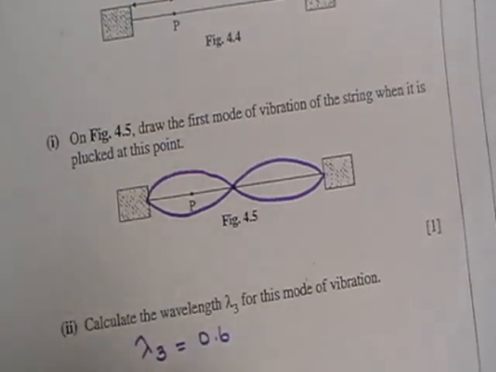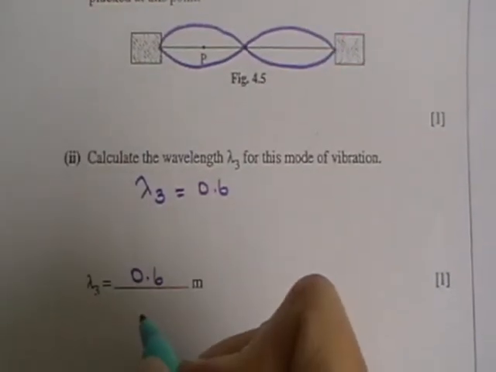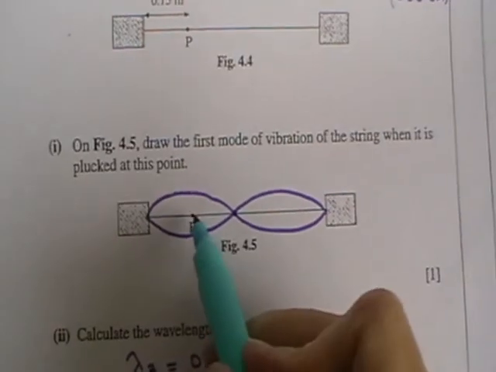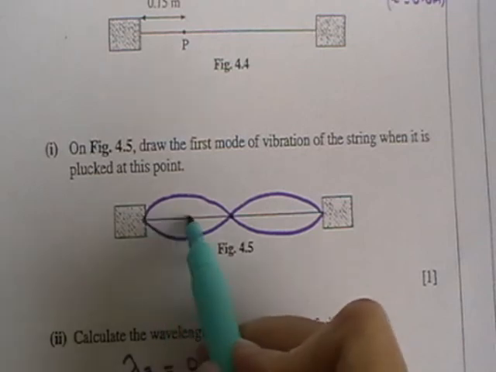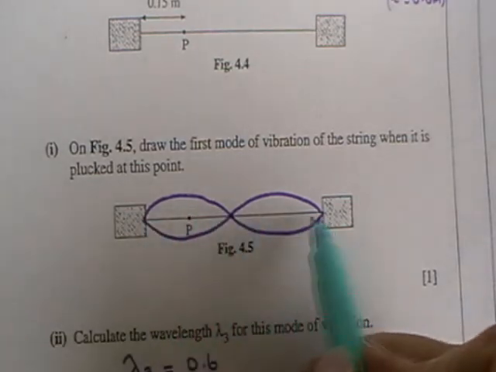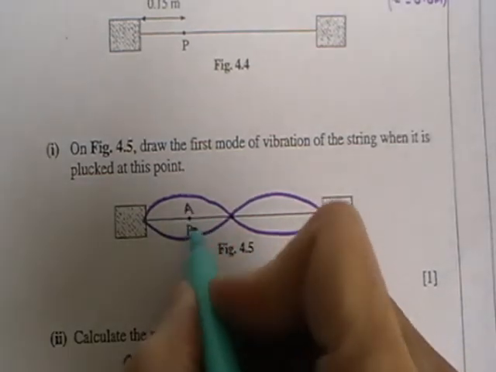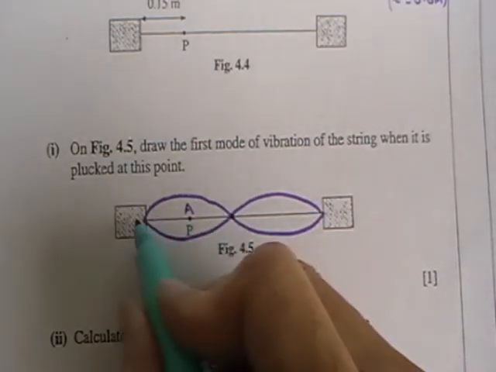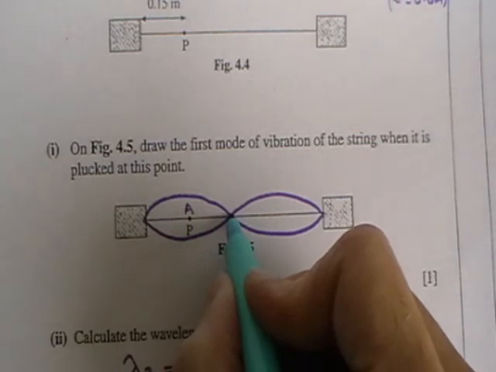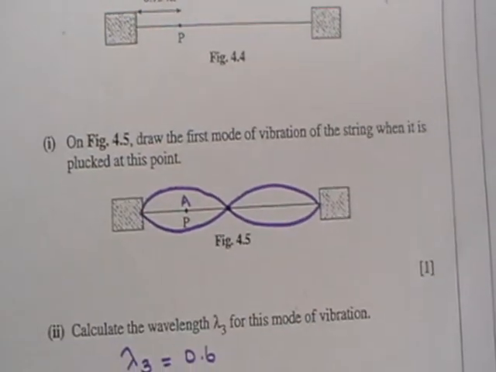So answer is 0.6 meters down there. So I hope you understand that. If that's 0.15 meters and the whole string's 0.6, that's a quarter of the way down, and this has to be an antinode here, and therefore to have one complete loop then that must be 0.3 meters in total, so you've got space for 2 of those in your string.